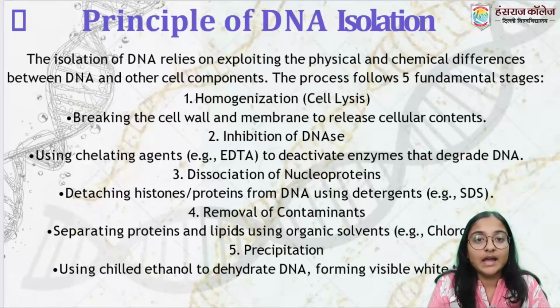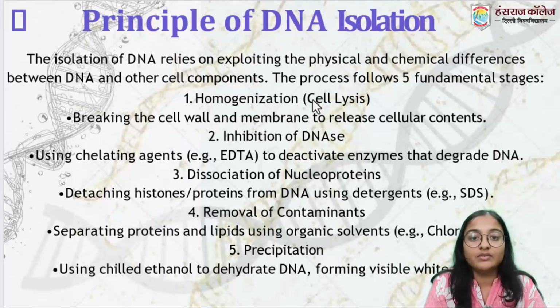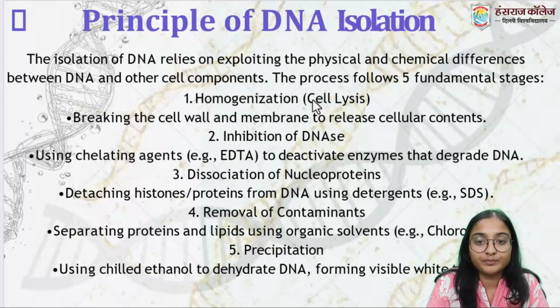Now, let us understand what are the different steps of DNA isolation. The first one begins with cell lysis. The next is the inhibition of DNases, and then we dissociate the nucleoproteins. The fourth step is the removal of contaminants, and the fifth step is precipitation. Now let's understand one by one.